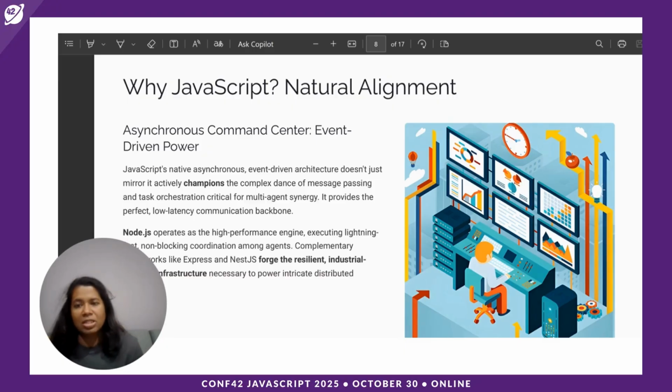Complementary frameworks within the JavaScript ecosystem provide enterprise-grade capabilities. For example, Express.js and Nest.js offer robust microservice architecture foundations. Event-driven messaging services enable reliable inter-agent communication. Load balancing and fault tolerance mechanisms ensure system reliability.